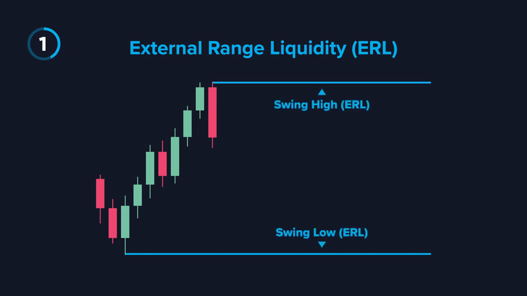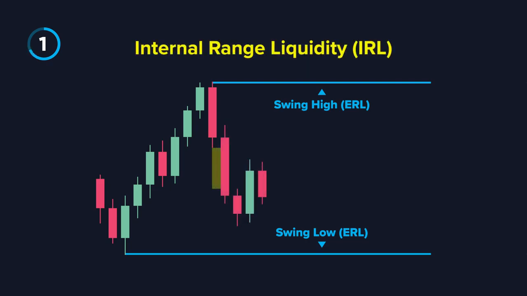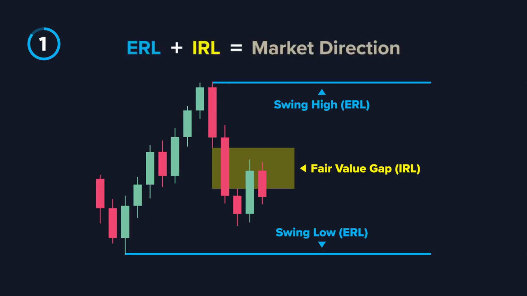These are pivotal moments in the chart because they either result in a trend continuation or a trend reversal in the form of liquidity runs and liquidity sweeps, which we will be covering further into the video. The other form of liquidity is internal range liquidity, which is just another name for fair value gaps. This is what the price uses as fuel to attack the swing highs and lows. It's important that you pay attention to how the price interacts with both forms of liquidity, because together, they will tell you which direction the market is going to move.